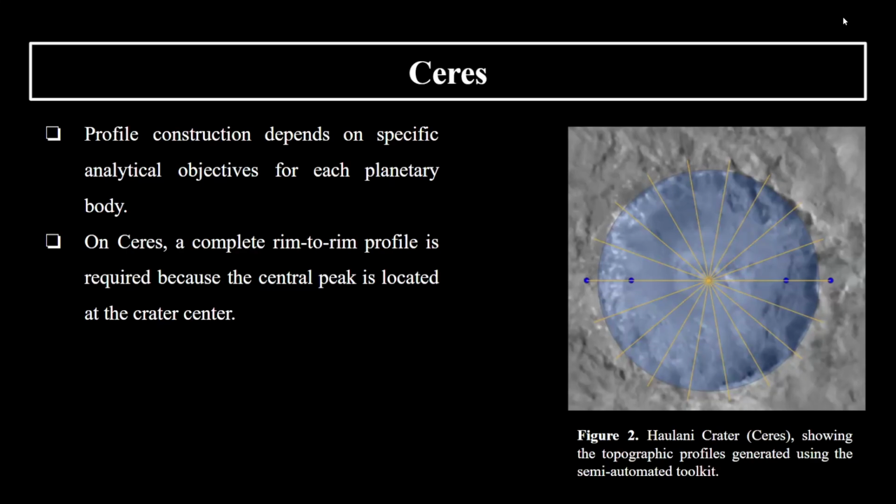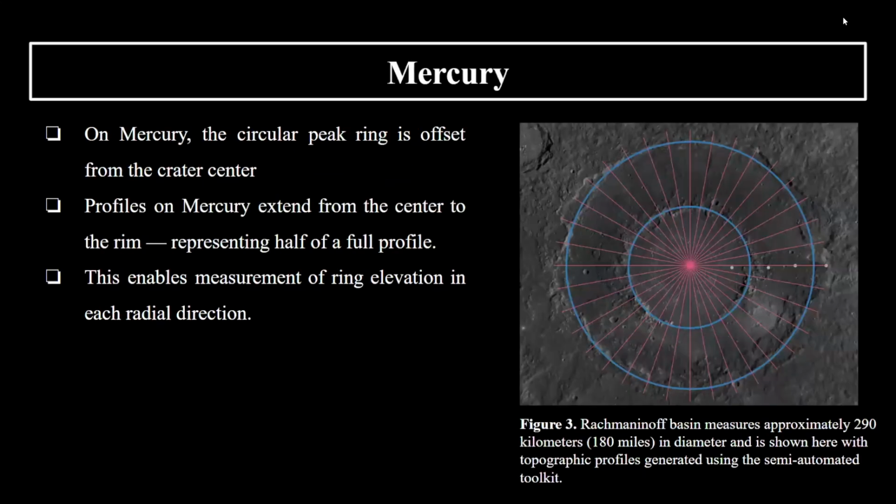So these reference points are very important, because without them the code would just take the highest point along the whole profile, and this would be the rim of the crater. So we are using these geometric reference points to help us find what we want in these profiles. There is some difference in the profiles we are using for Mercury, because we have a circular peak ring that is offset from the crater center, as you can see in figure 3.